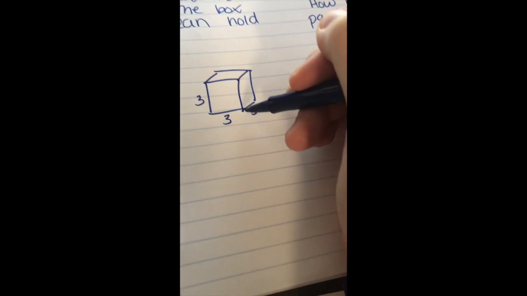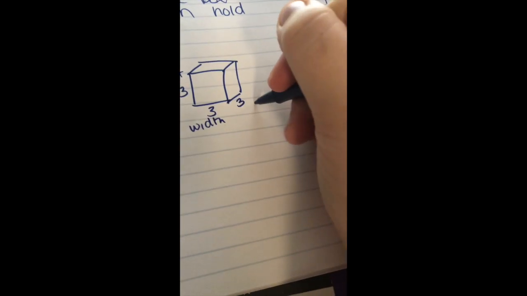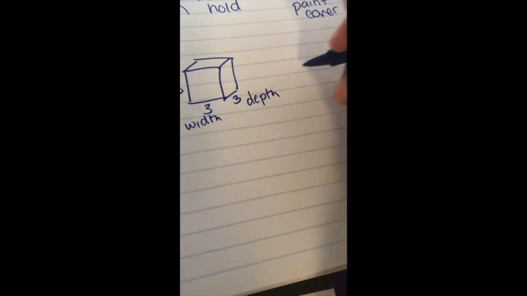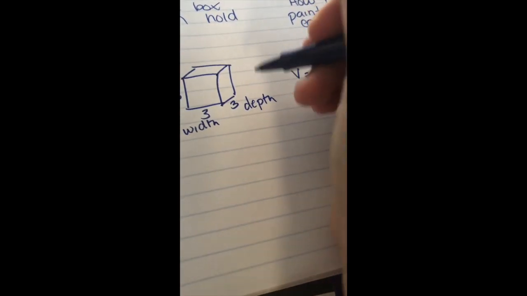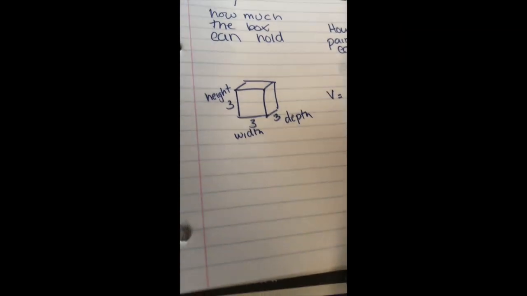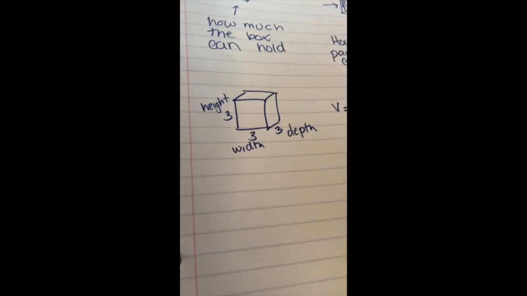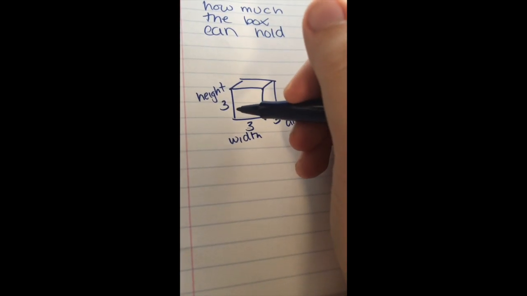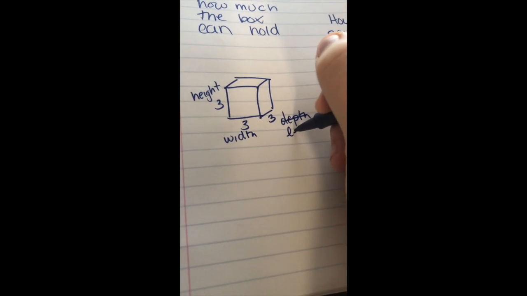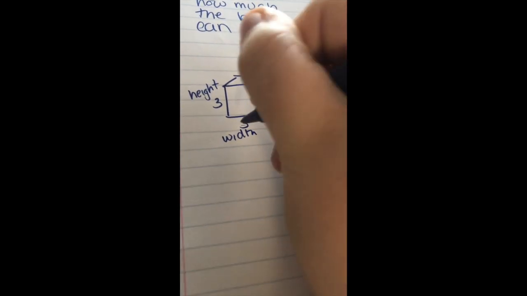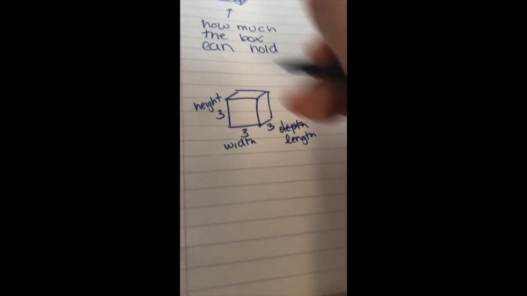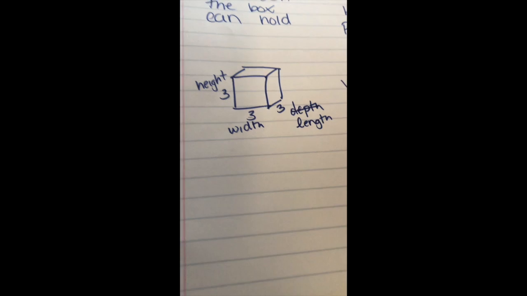So this is height, and this is width, and this is depth. So we have height, width, depth. And when we have volume, we're talking about length times width times height. So it's a little tricky to get the right verbiage down. Length, width, height. So maybe this would be considered length, width, height.